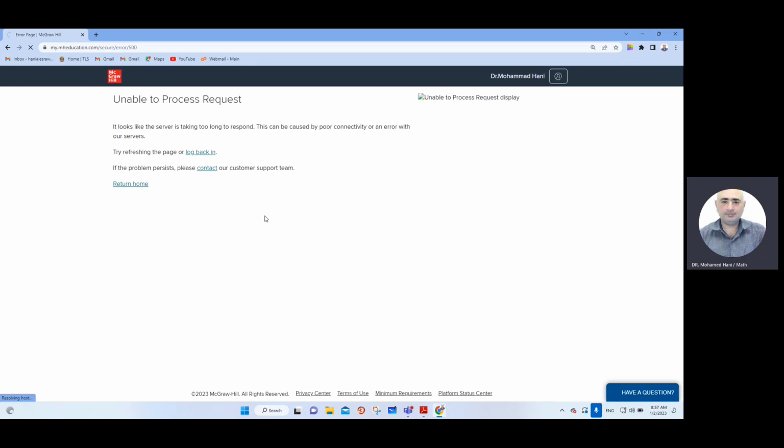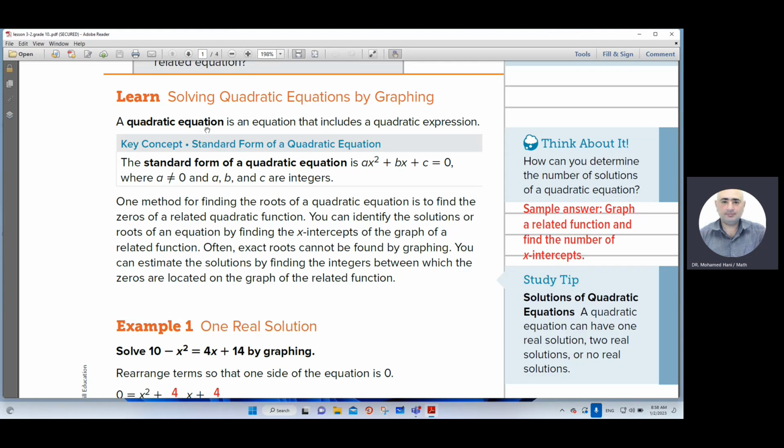This first time, this is what we learned from the last lesson, a quadratic equation. What is the meaning of the quadratic equation? It's an equation that includes a quadratic expression. So write please with me, define a quadratic equation. A quadratic equation is an equation that includes a quadratic expression.